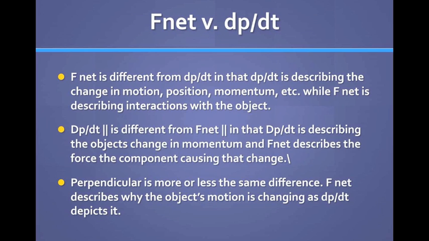So the difference between Fnet and dP/dt, although they are the same in value: Fnet is going to be describing the objects that are interfering and interacting with the object's motion. dP/dt is a change in the momentum and thus is describing the motion. So although they have the same value, dP/dt is more of a description of the motion, while Fnet is a description of why that motion is occurring. The parallel is different from Fnet parallel also in the same way that it is describing the momentum rather than the force causing that change.